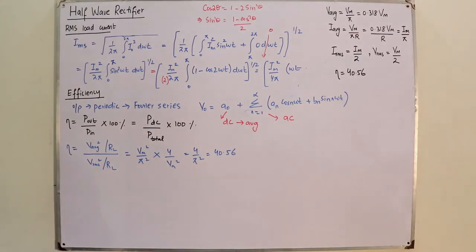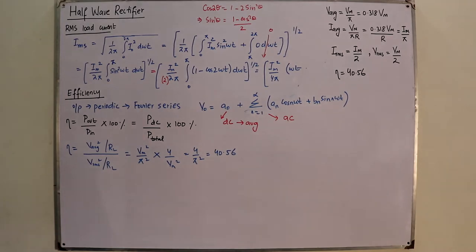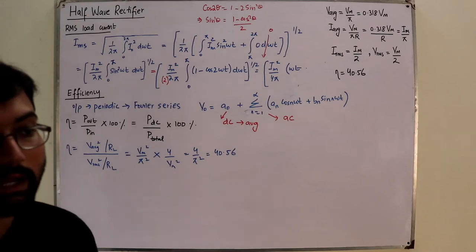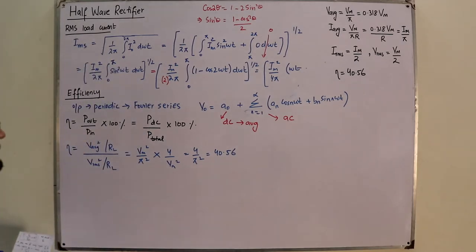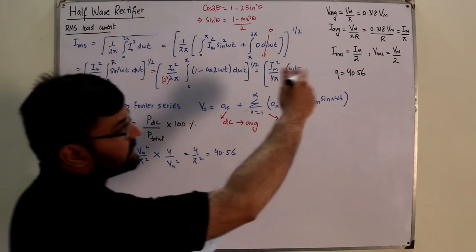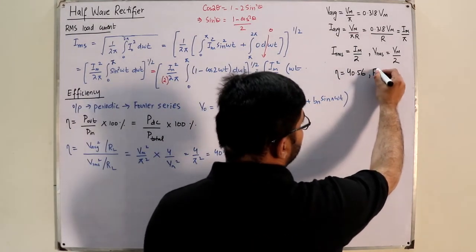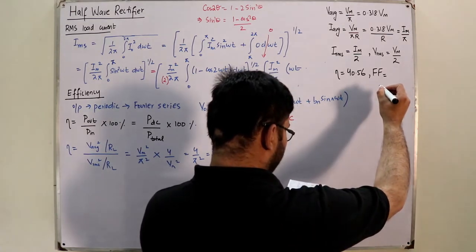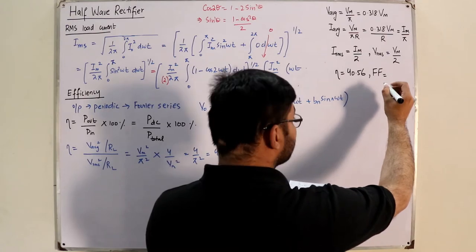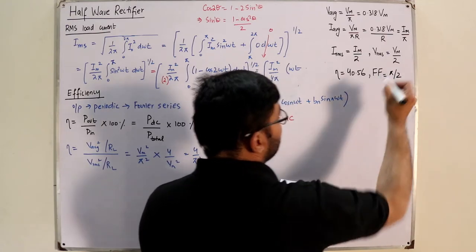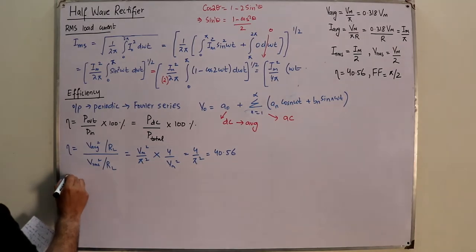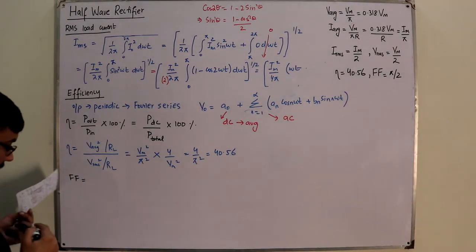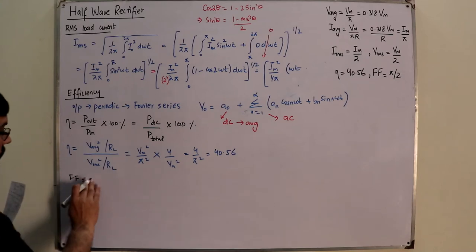So this is done. The next is the form factor. We have a formula for this: VRMS divided by the average value. If you talk about the form factor, I will write it directly over here. This is just equal to, let's say, the final value is pi by 2 in this case. Let me write it in full.